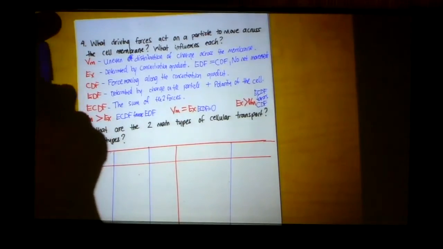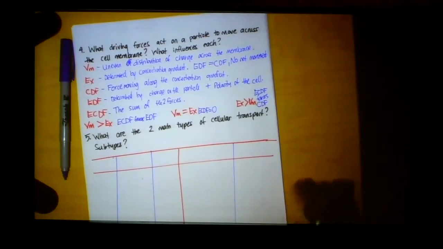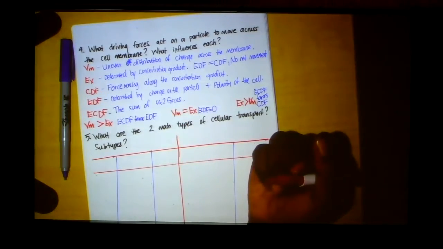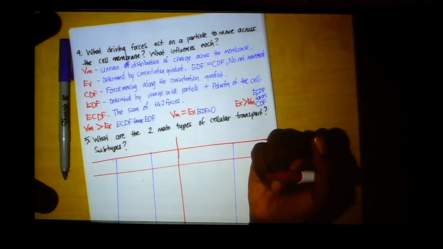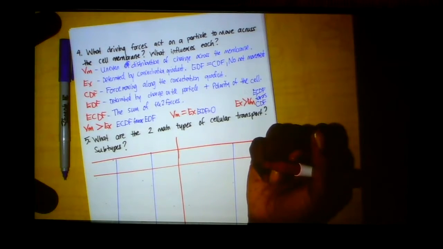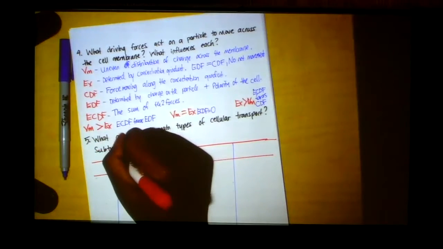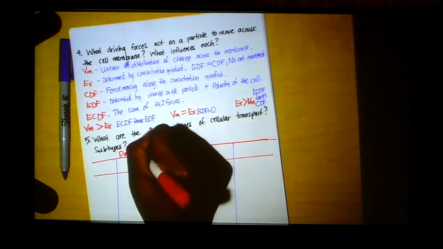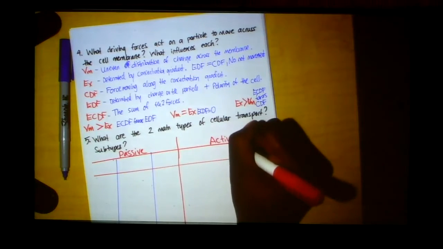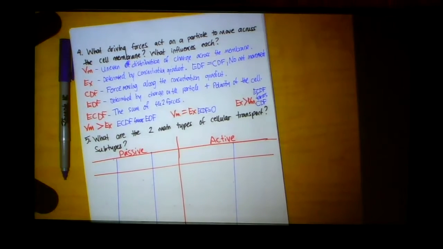Okay, so what were the 2 main types of transport we spoke about? The 2 main types of cellular transport. Active and passive, right? Active or passive. Okay. What were the unique features of passive diffusion?